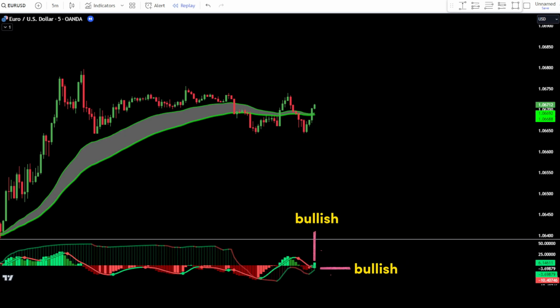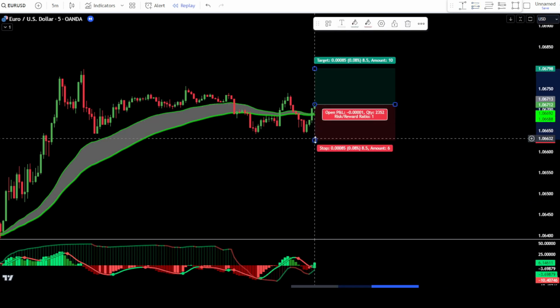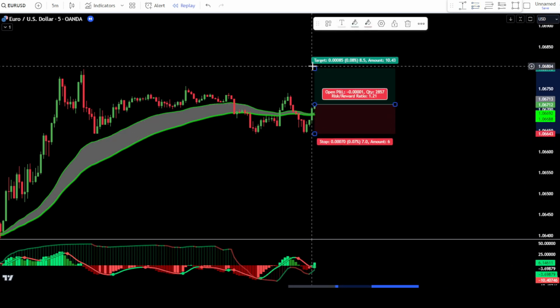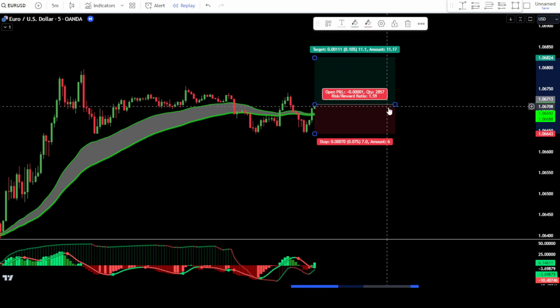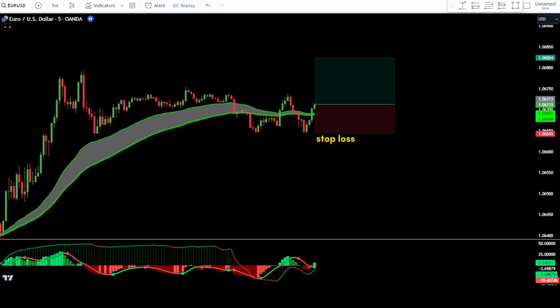Before entering, ensure that the B Xtrender trend histogram, B Xtrender trend line, and B Xtrender oscillator histogram are also green. As confirmation, ensure that the formed candlestick is bullish. Once all conditions are met, you can place a buy order after the bullish candlestick closes. Place a stop loss at the last swing low. Target take profit using a risk-to-reward ratio of 1 to 1.5.